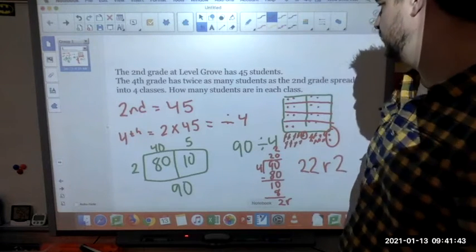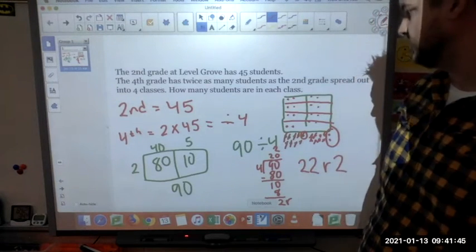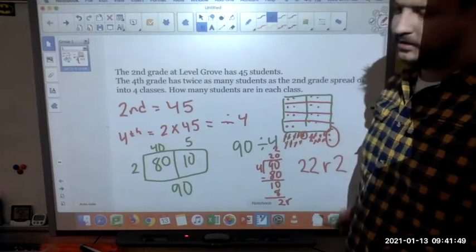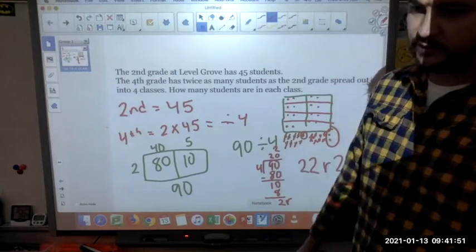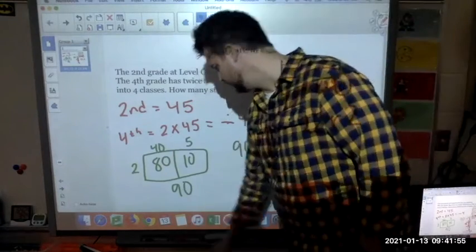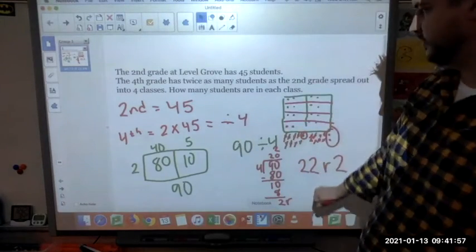So I'd have to split them up. It says how many students are in each class. There's 22 total in each class, but then there's going to be one that has 24 or two that have 21. No, 23, sorry, 23.